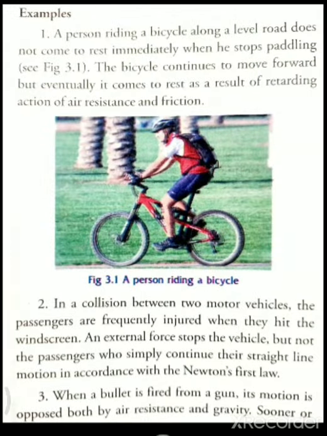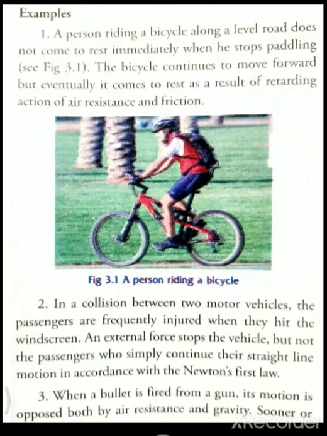Examples are given here in your book. First example: a person riding a bicycle along a level road does not come to rest immediately when he stops paddling. Even this example is related to you also. Whenever we stop paddling, the bicycle is still moving because of Newton's first law of motion. The bicycle continues to move forward, but after some time it comes to rest.